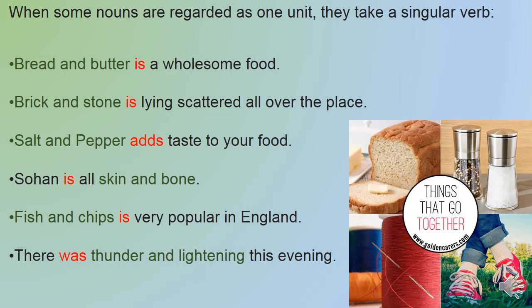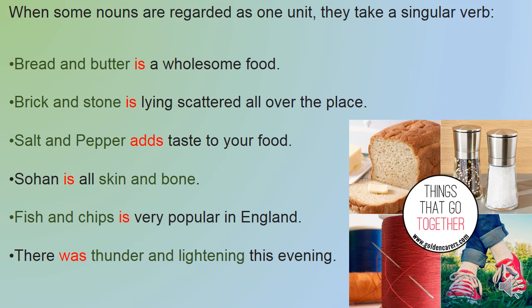Well, children, there are some nouns which actually go together logically, and they are regarded as one single unit, and they take a singular verb. You can just look at the words which are highlighted in green: bread and butter, brick and stone, salt and pepper, skin and bone, fish and chips, thunder and lightning. All these are logically going together as a single unit, and they are followed by a singular verb.